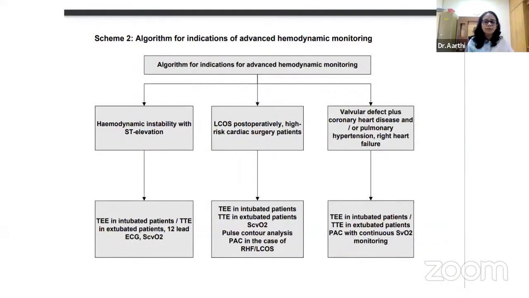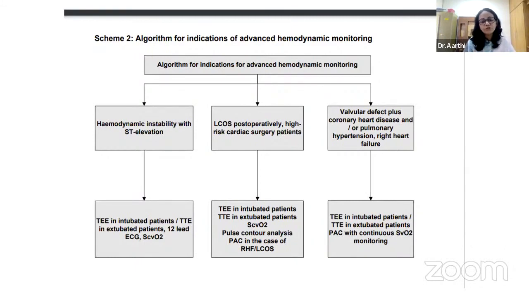Now the algorithm: the indication for advanced hemodynamic monitoring in a cardiac surgical patient is when the patient has hemodynamic instability and obvious ST-T changes. If the patient is intubated, you go for a transesophageal echo, and if the patient is not intubated, a transthoracic echo. Along with that, a 12-lead ECG and a mixed venous oxygen saturation will help us with further hemodynamic assessment. When there is a low cardiac output state and the patient undergoes a high-risk cardiac surgery, then along with the transesophageal or transthoracic echo, and the mixed venous or central venous oxygen saturation, we can implement pulse contour analysis to assess the response.